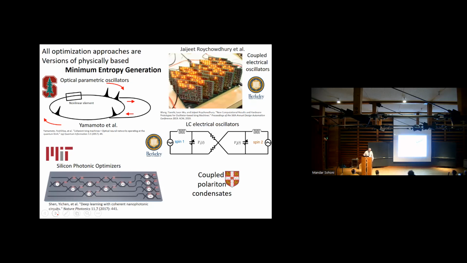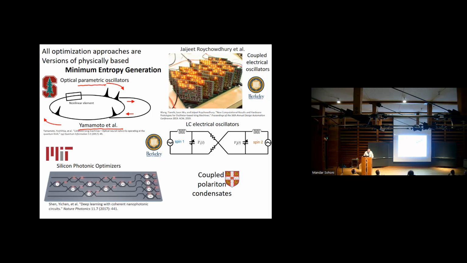So what happened in the past 10 years is a great many physical machines were put forward to solve the Ising problem. And one of the first people to really make a strong effort, Professor Yamamoto from Stanford, had an optical implementation with something called an optical parametric oscillator, which is basically a bistable element. So he built it out of bistable elements, and he was very surprised it solves Ising problems.